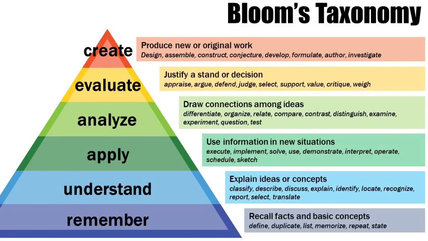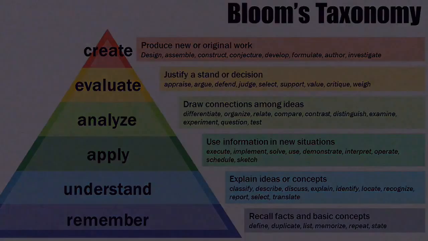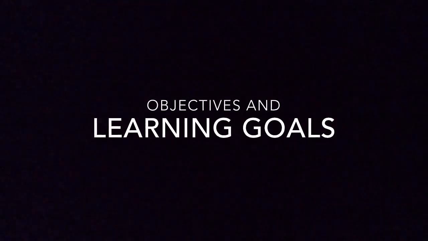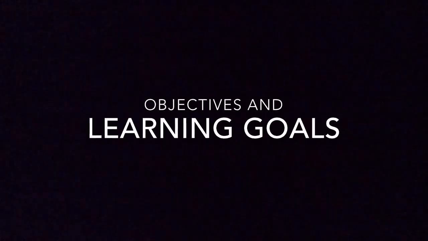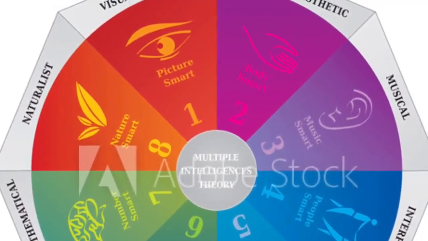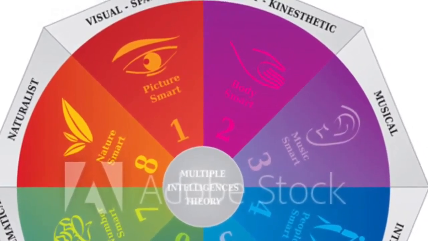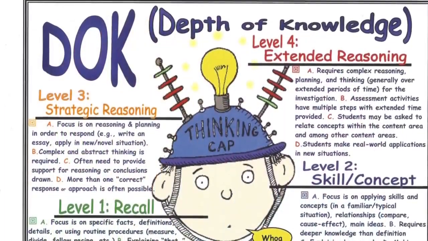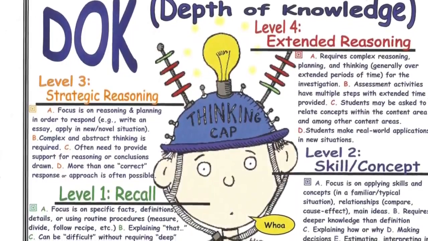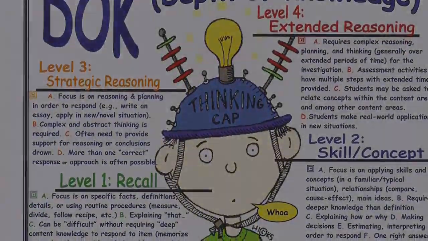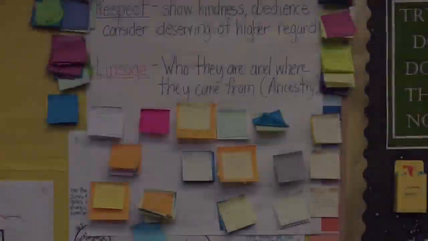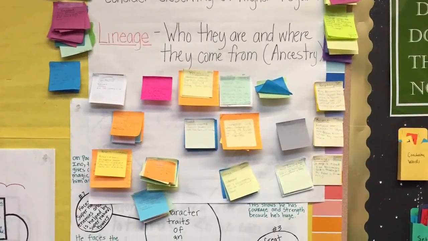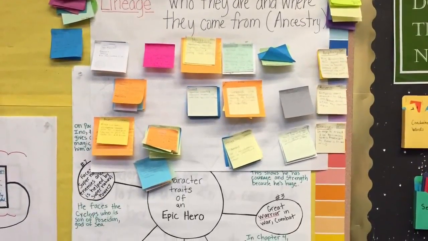My unit plan targets all of Bloom's taxonomy levels of thinking. Having a set of objectives and learning goals ensures that all instruction and assessments are aligned with the objectives presented. Webb's depth of knowledge will also be used in my unit plan to categorize tasks according to the complexity of thinking required to design an effective lesson plan and instruction.